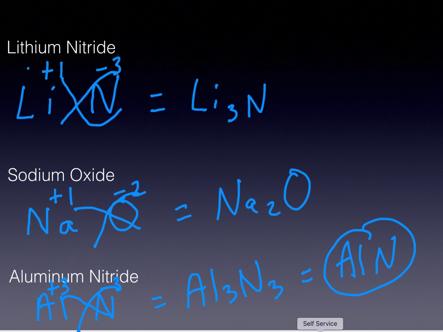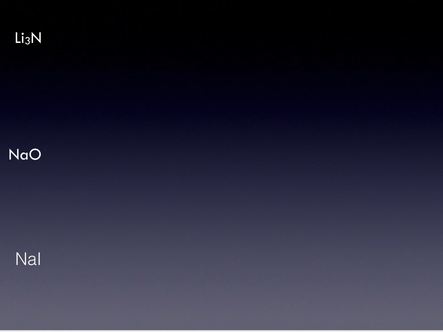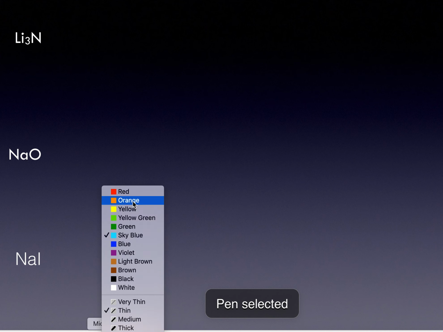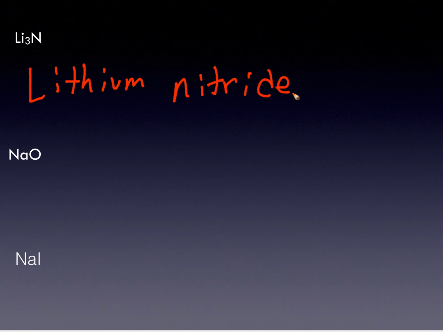Now I'll erase these. We'll move on. So some examples here. Now we're going to name these formulas, not just write them. So I have Li3N. So it's going to be lithium. You're just going to write the name of the metal cation. And then when we look at the anion, remember we have to change the ending to -ide. So it's not going to be lithium nitrogen. It's going to be lithium nitride. So Li3N is lithium nitride.